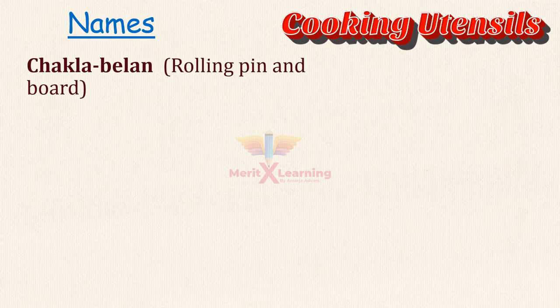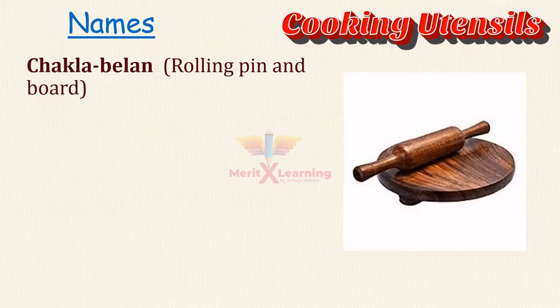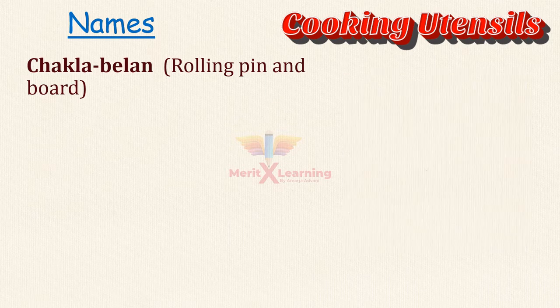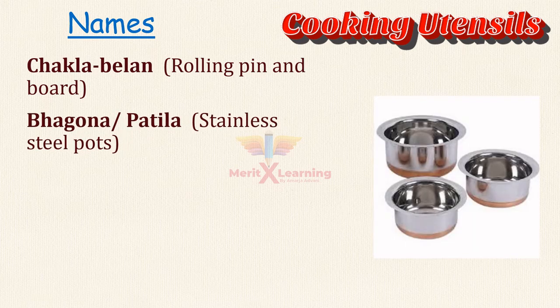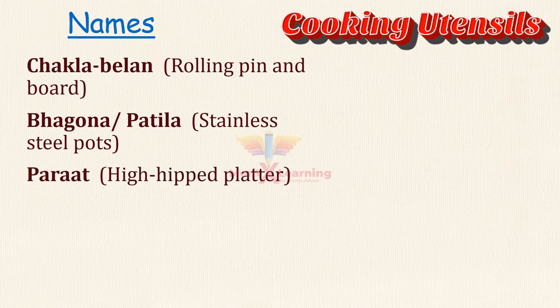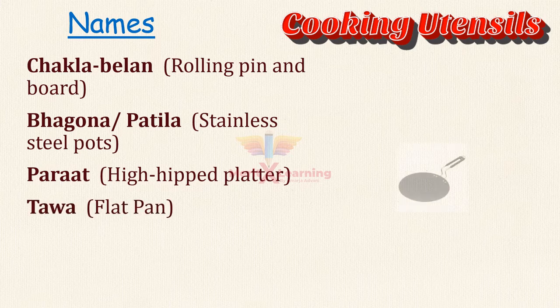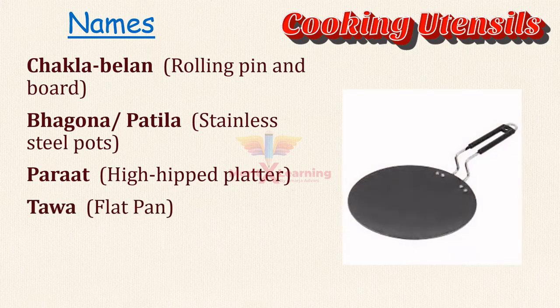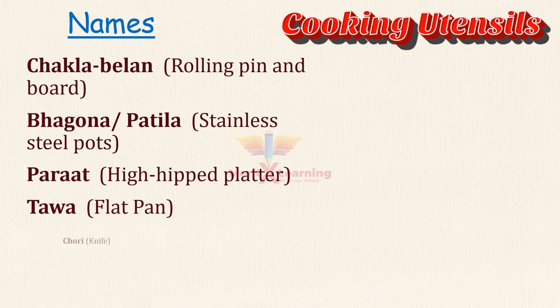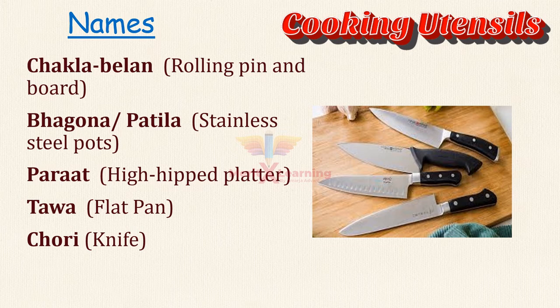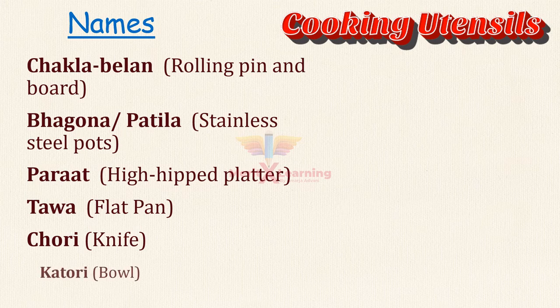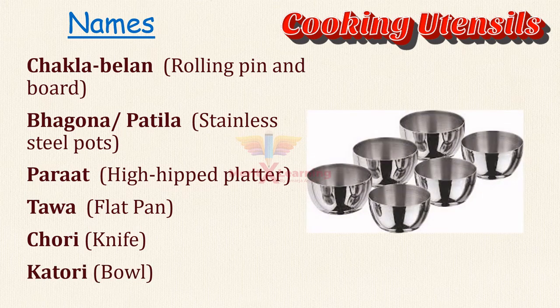Then chakla belan, that is rolling pin and board. We use this to make rotis. Then bhagona, patila, that is stainless steel pots. Parat, high hipped platter, this is a parat. Then tawa, flat pan, again we make rotis or any uttapa, dosa on tawa. Churi, that is knife, we all use churi, knife, to cut vegetables. Katori, katori is bowl.